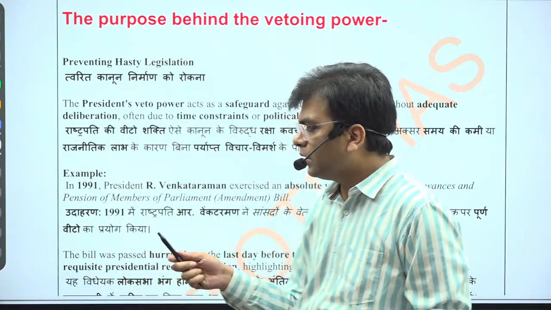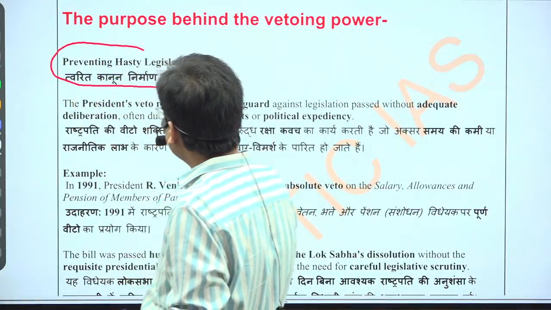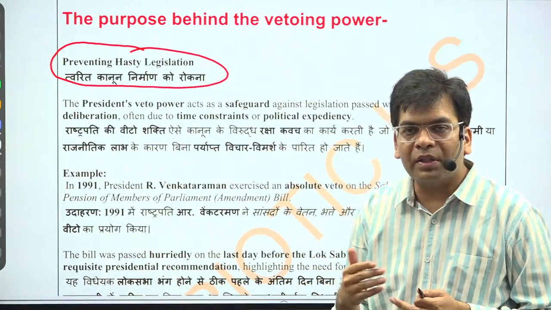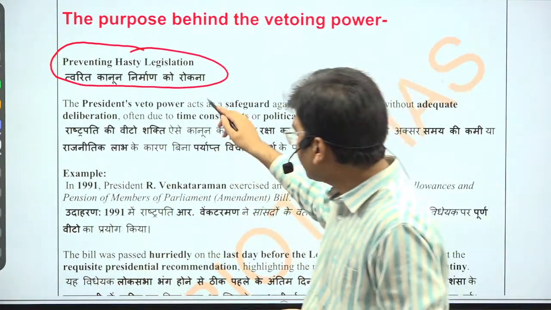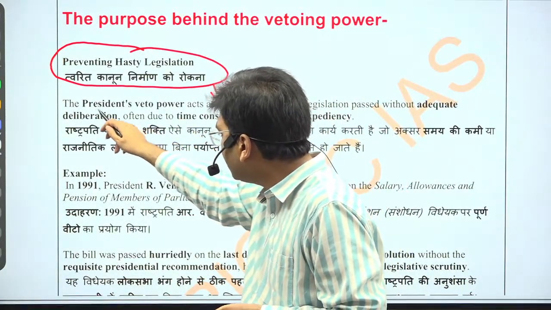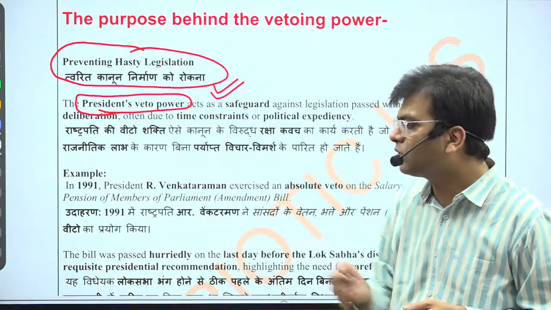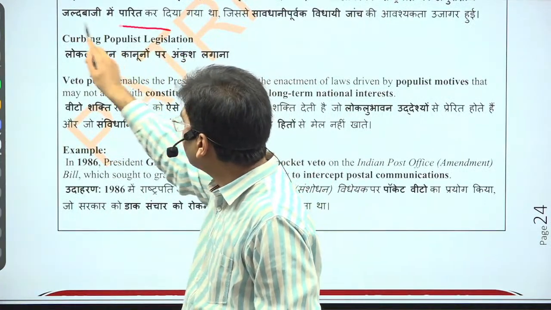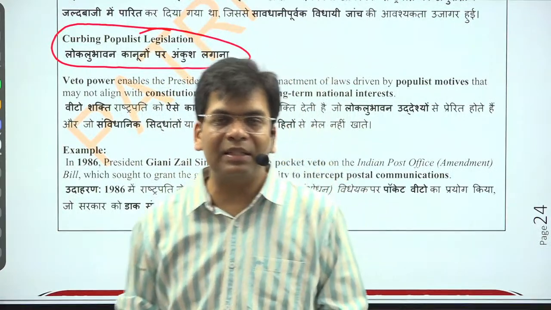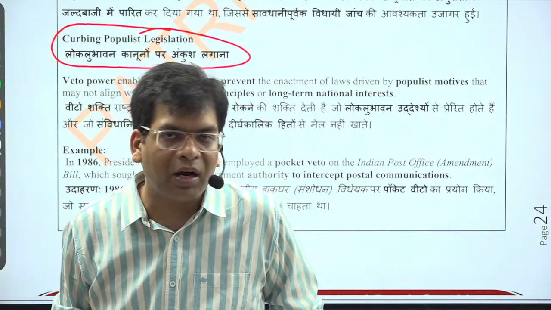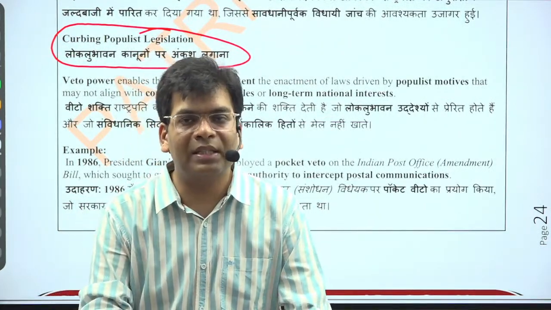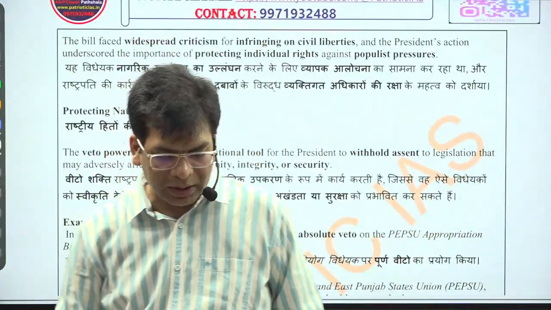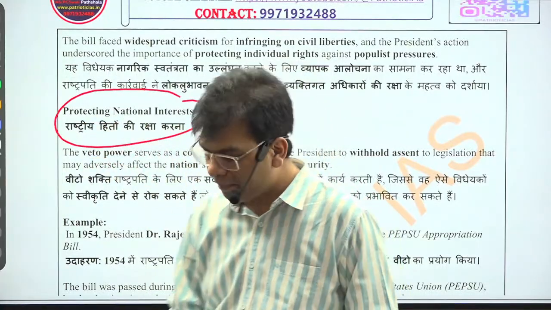What could be the purpose behind this veto power? The first thing is preventing hasty legislation. Many times Parliament makes laws in haste, without much deliberation, discussion, or debate. In that case the president has the chance to ponder upon the bill, and he can use this veto power so that people can also think about the repercussions of such bills. Next, this can curb populist legislation. Many times the government in power legislates only considering its vote bank, without thinking about how it will impact overall societal or national interest. In that case the president can prevent such an act from being passed. The next thing is that it also protects the national interest, in the same manner. So these are the things you should remember.